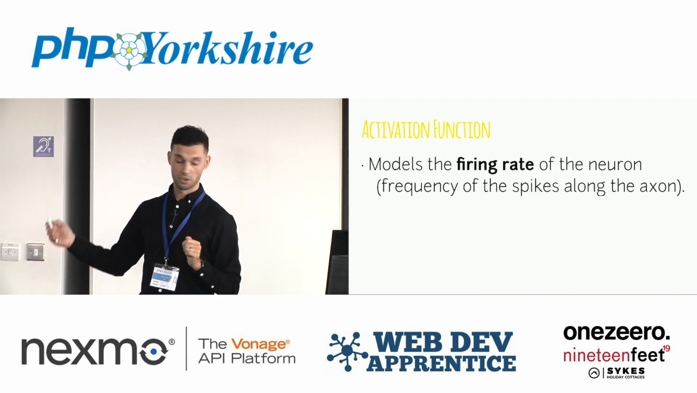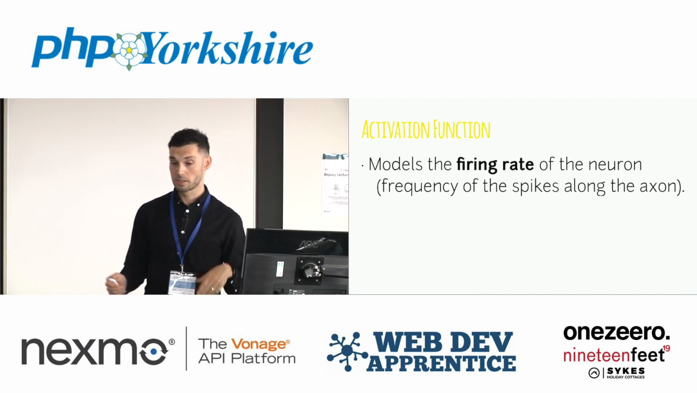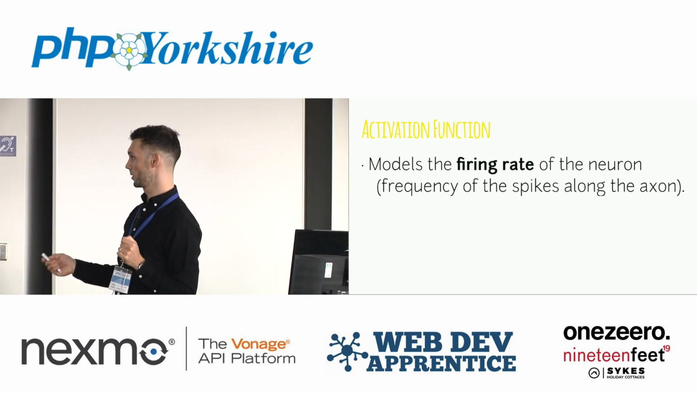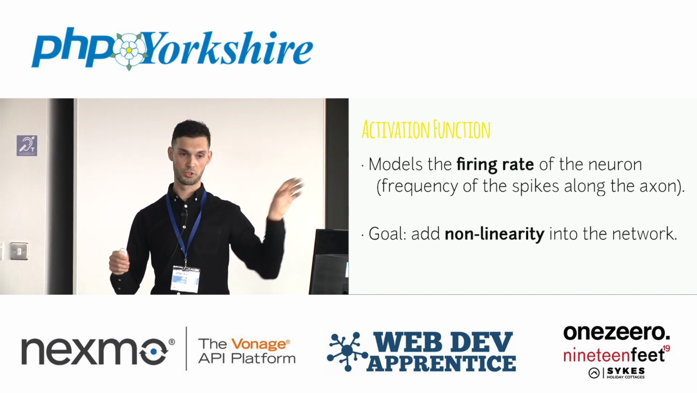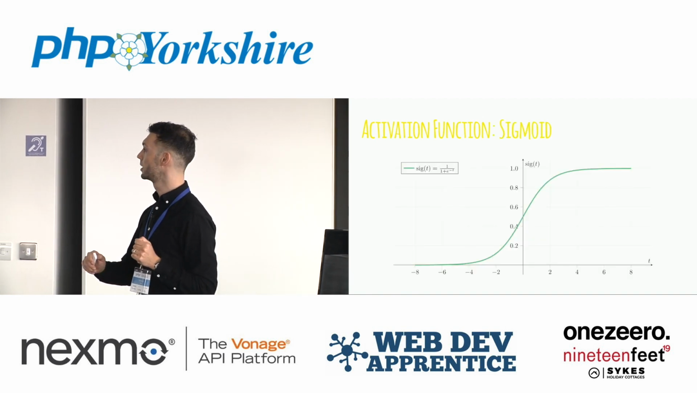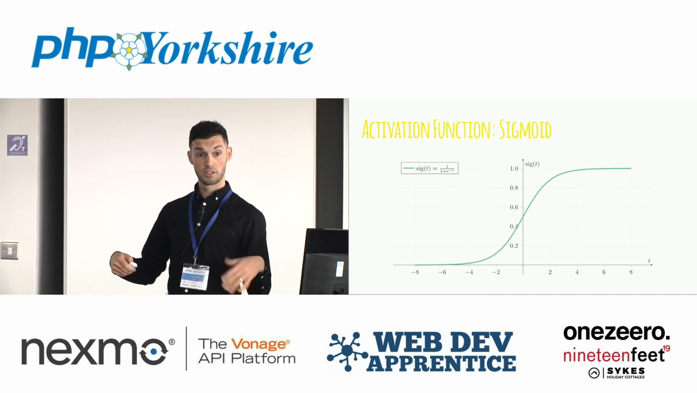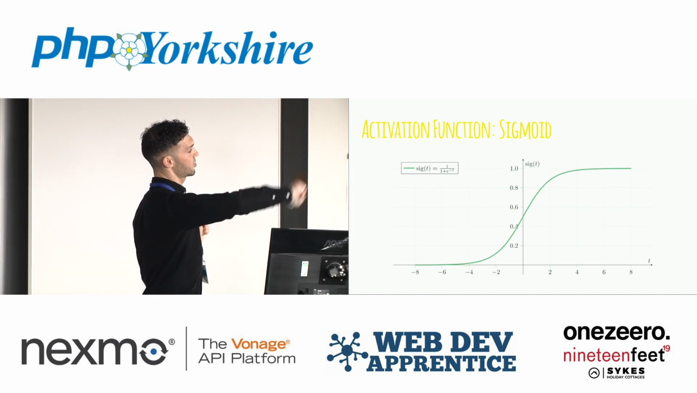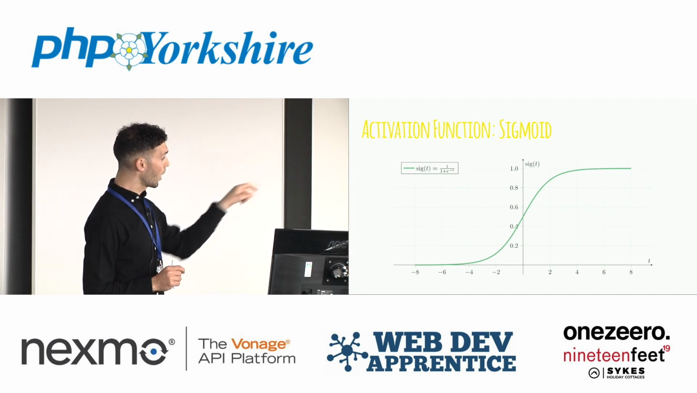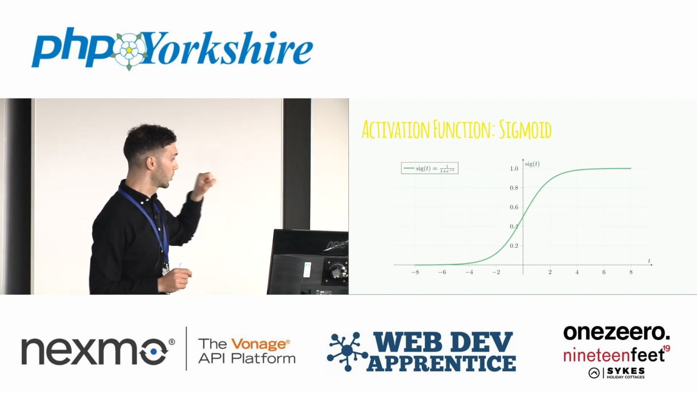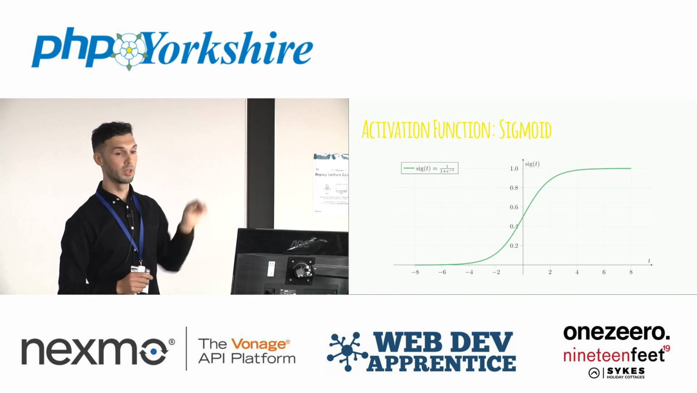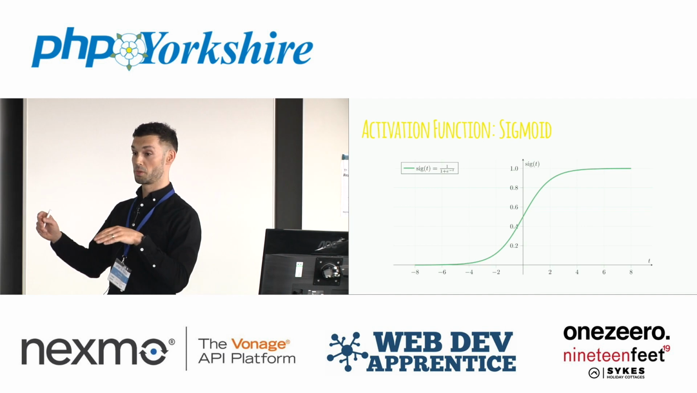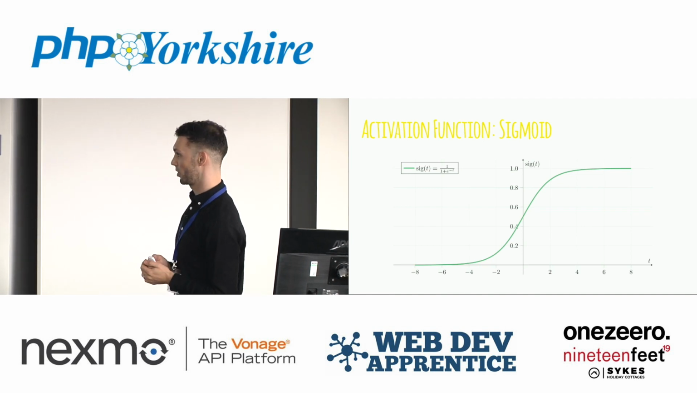The activation function models the firing rate, and most importantly, it gives the network a non-linear capability. And this is really important. We're going to see this later on in the talk. A very, very common activation function used in neural networks is called the sigmoid function. This is an S-shaped function where large negative numbers will give an output of 0, and large positive numbers will have an output of 1. So all the output from my neuron will be between 0 and 1 using this activation function.